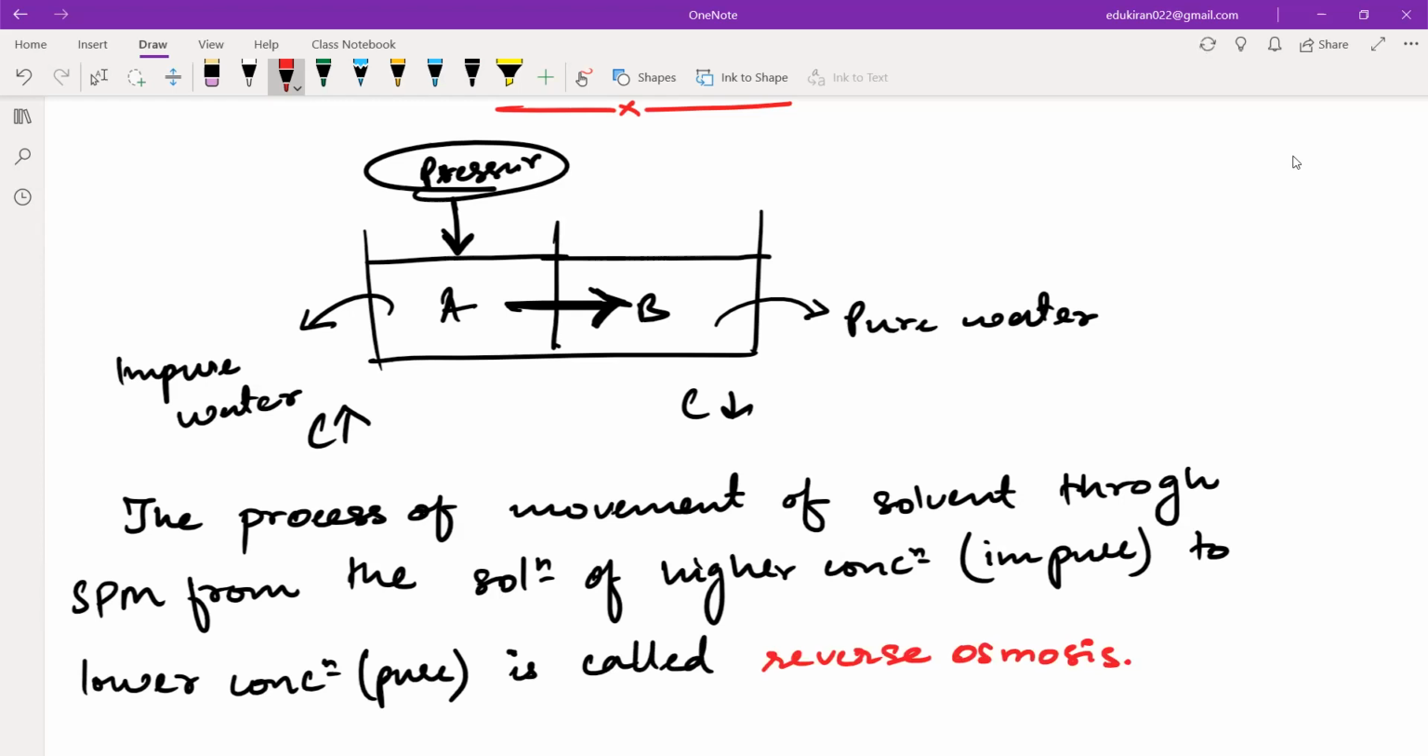Is that clear? Yes or no? Please tell me. Yes, sir. Clear. Yes, sir. Please let me know if you're done writing.